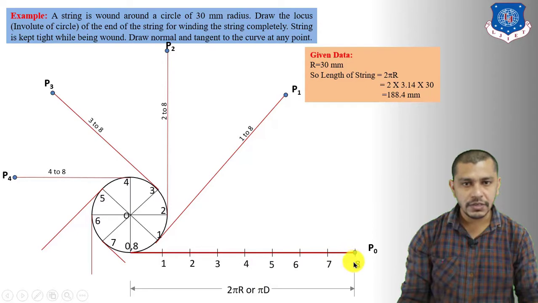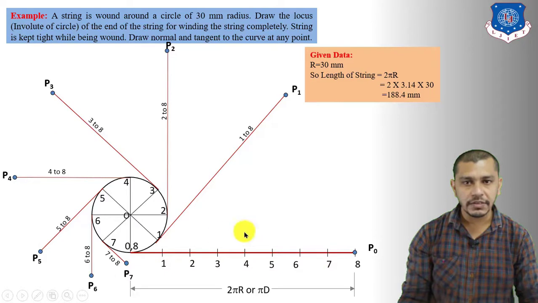Now measure the 5 to P0 distance on the rounder. Take the center at 5, mark P5. This length will be equal to 5 to 8 or 5 to P0. Now measure the 6 to P0 distance on the rounder. Put your rounder at 6, mark the point. This will be P6 and this length will be 6 to 8 or 6 to P0. Now measure the 7 to P0 distance on the rounder. Put your rounder at 7 and mark the point P7. After marking the points P0, P1, P2, P3, P4, P5, P6, P7, draw a freehand curve passing through these points.